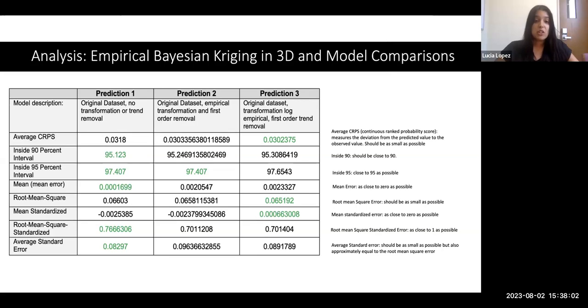So the first prediction, no transformations and no trend removal, was the best performing, had the lowest mean error. The root mean square error was closest to 1, which is ideal. And the average standard error was the smallest out of the 3 as well. But I will say that overall, none of the models really predicted very well. A good indicator of this is that the 90% and 95% intervals are supposed to be as close to 90 and 95 respectively, and none of the models got very close to 90 or 95. But overall, prediction 1 was the best performing one.